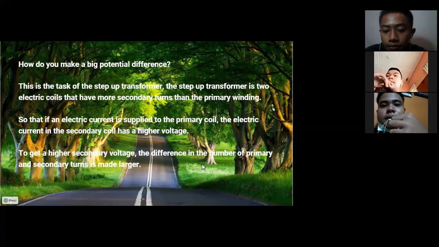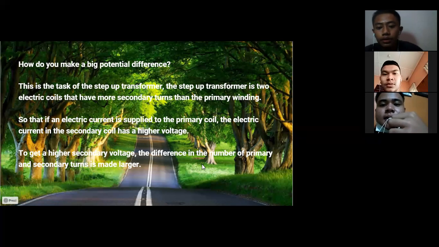How do you make a big potential difference? This is the task of the step-up transformer. The step-up transformer is two electrical coils that have more secondary turns than the primary winding, so that if an electric current is supplied to the primary coil, the electric current in the secondary coil has a higher voltage. To get a higher secondary voltage, the difference in the number of primary and secondary turns is made large.